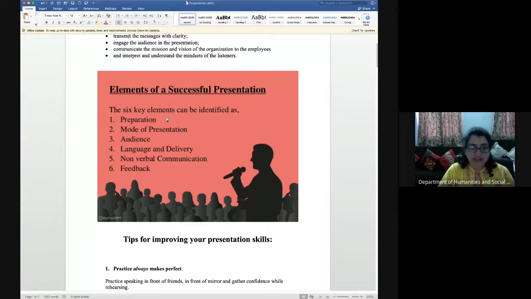You can just make points if you wish. For preparation, the first point is that you have to collect the data. So collect as much data as possible so that you are able to deliver your lecture very well. Then you have to make an outline. So first was to collect the data.